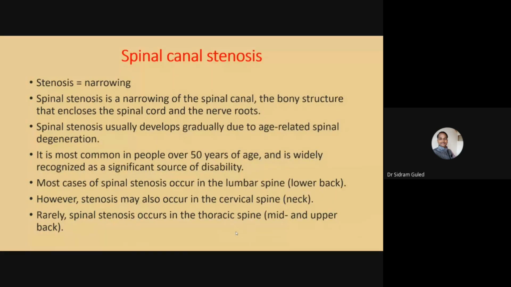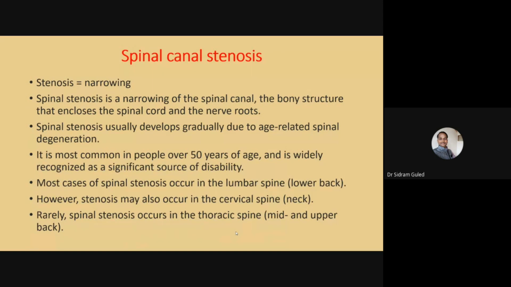This is the very severe form of disc problems. Next, spinal canal stenosis. Stenosis is nothing but the narrowing of the spinal canal. The bony structure that encloses the spinal cord and the nerves is called the spinal canal. Spinal stenosis usually develops gradually due to age-related spinal degeneration. It is also a degenerative condition. It is most common in people around the age of 50 years.